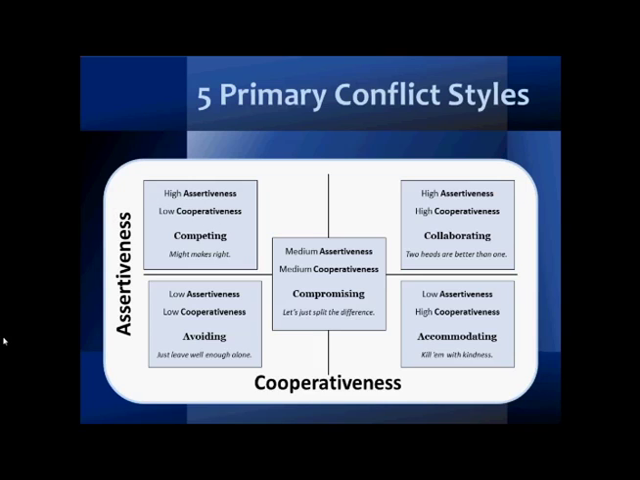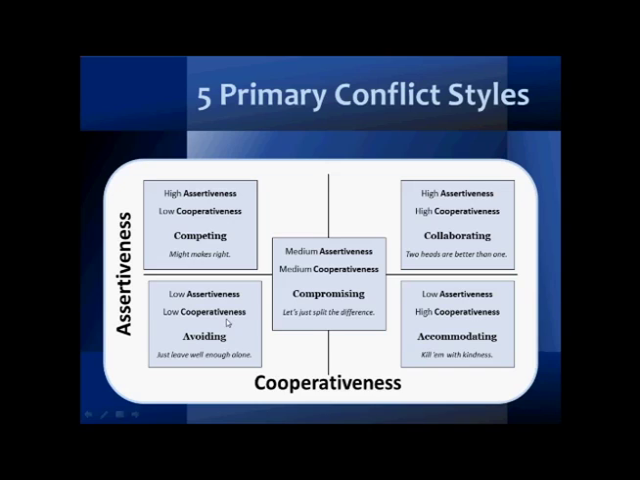Over here below competing, still on the left-hand side, we've got a low degree of assertiveness. So unlike competing, this is where you are not putting a great deal of emphasis on your needs, nor are you putting emphasis around the desire to cooperate with others.